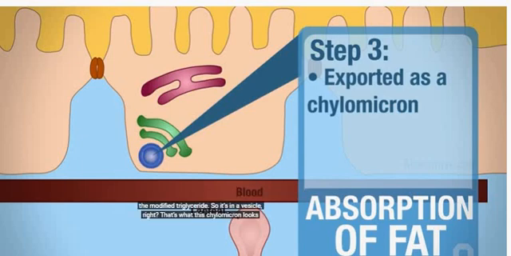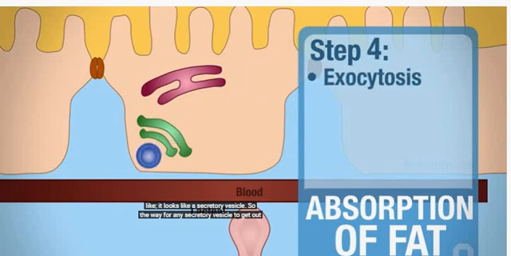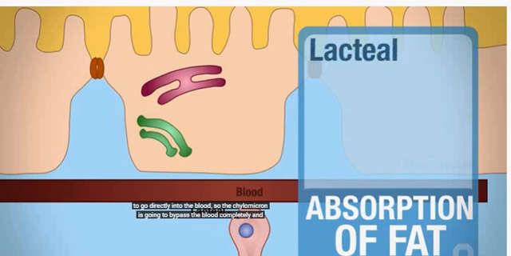So the way for any secretory vesicle to get out of a cell is via exocytosis. So number 4 here is exocytosis. This cell has to exocytose the chylomicron that contains your modified triglyceride. This chylomicron is too large to go directly into the blood. So the chylomicron is going to bypass the blood completely, and it's going to enter a structure called the lacteal.